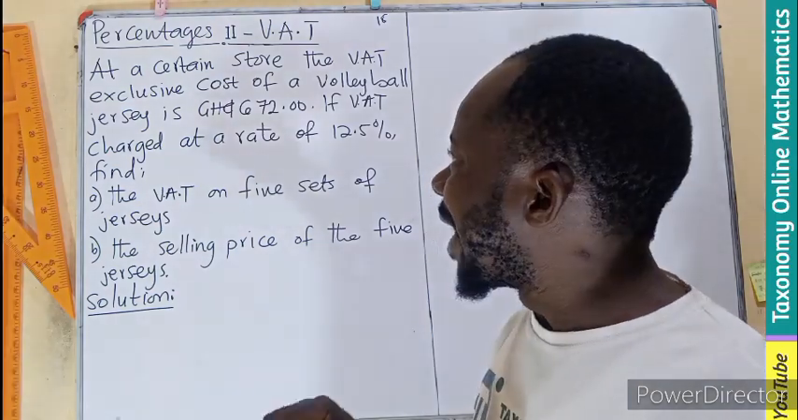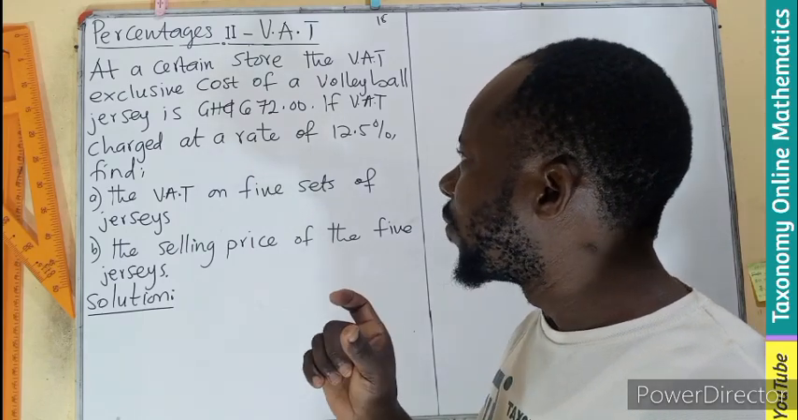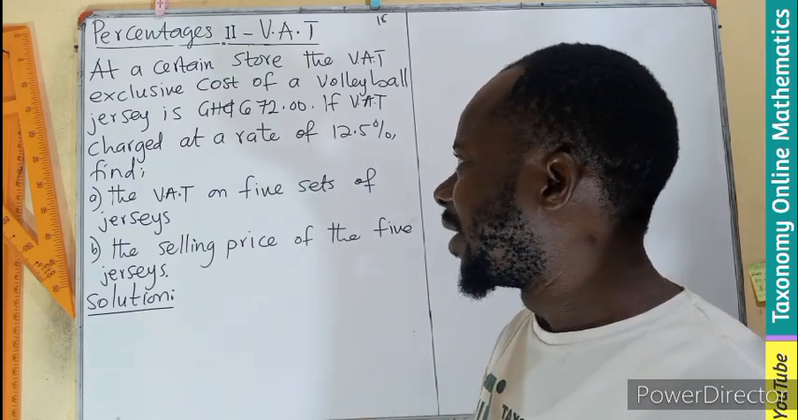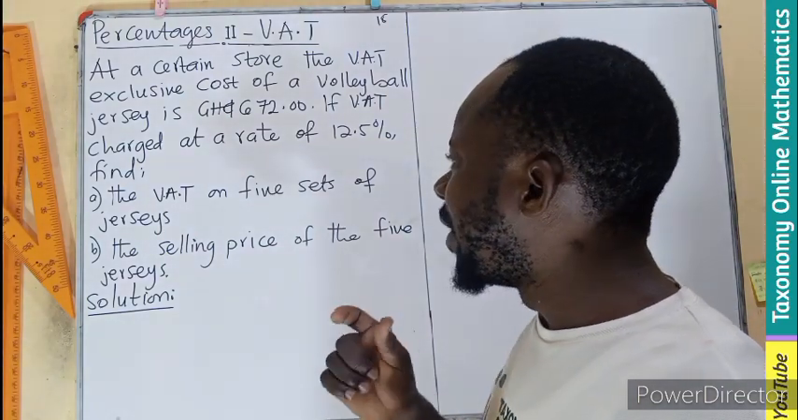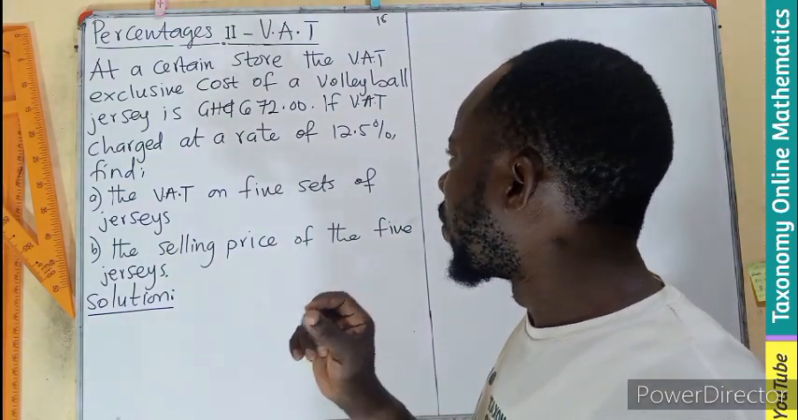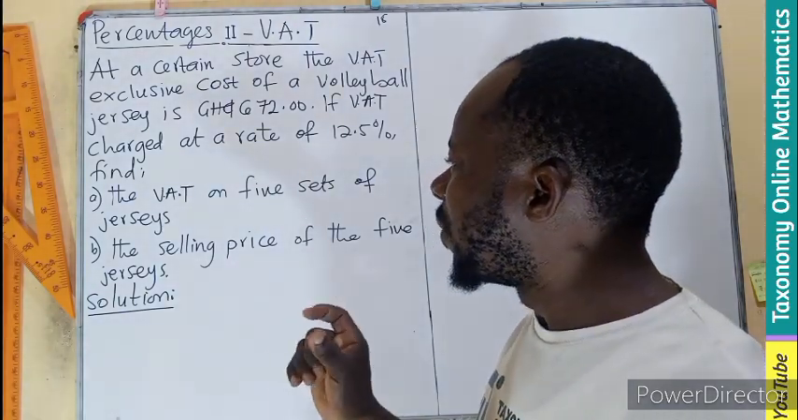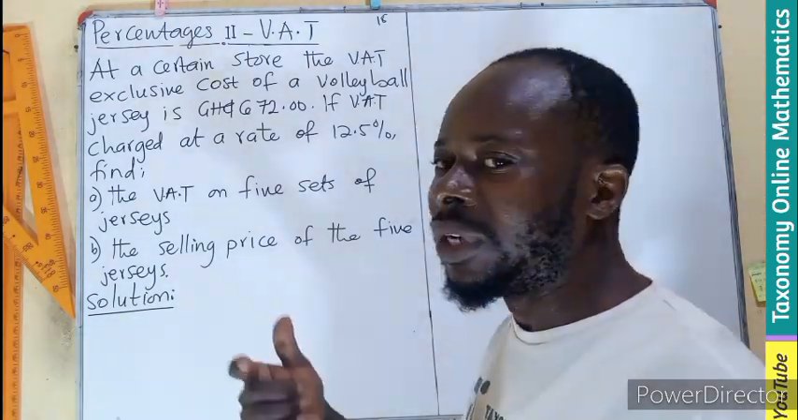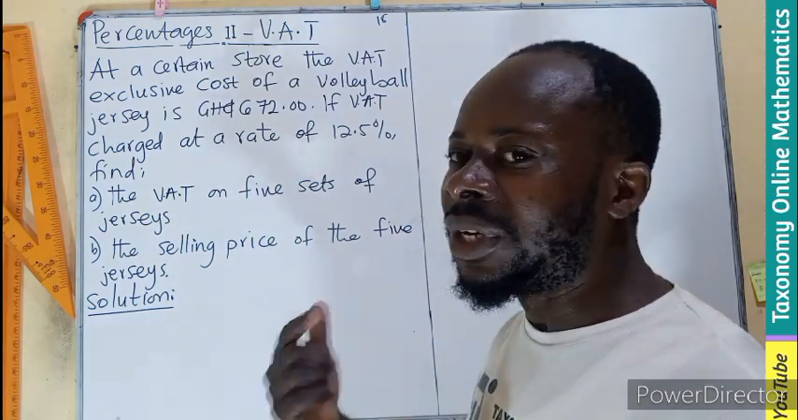So we have a certain store where the VAT exclusive cost of a volleyball jersey is 672 Ghana cedis. If the VAT is charged at a rate of 12.5%, we are to calculate the VAT on 5 sets of jerseys, then the selling price of the 5 jerseys.